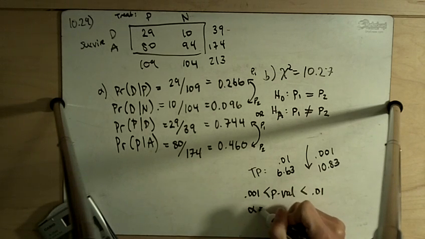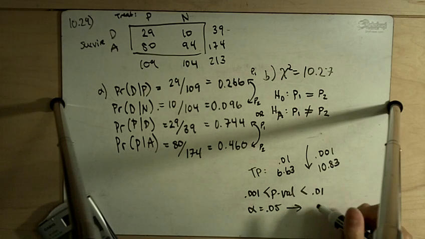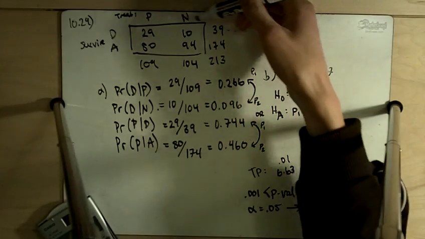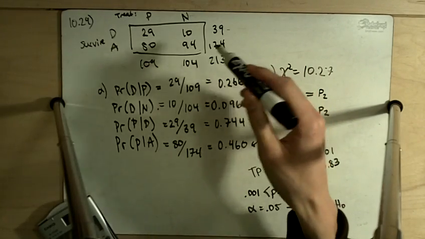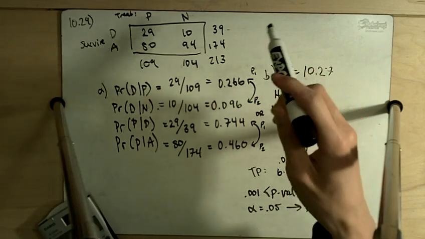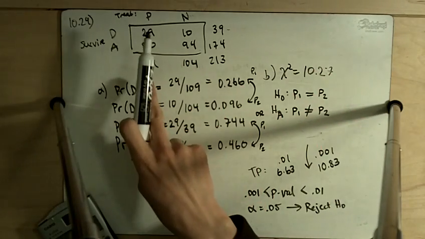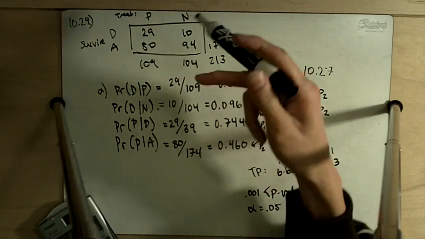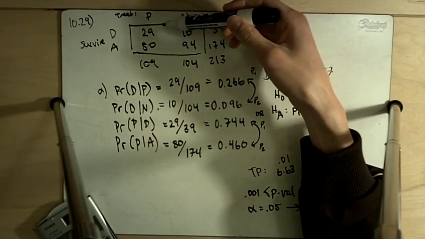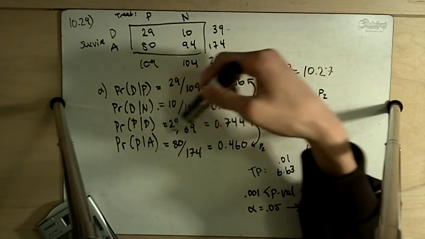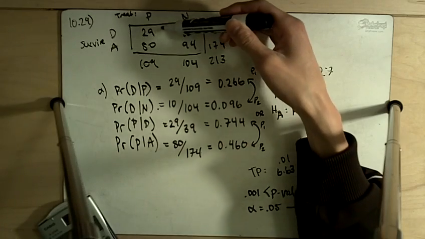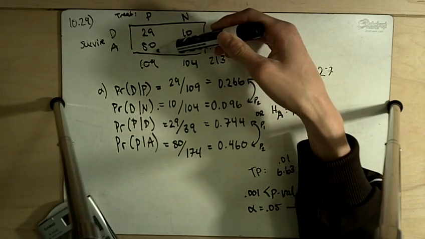At alpha equal to 0.05, our p-value is smaller than alpha and we reject the null hypothesis. This means that the proportion of those who died is different for the positive group versus the negative group. Or, if we use this test, the proportion of those with the positive treatment is different for the group that died versus the group that remained alive.